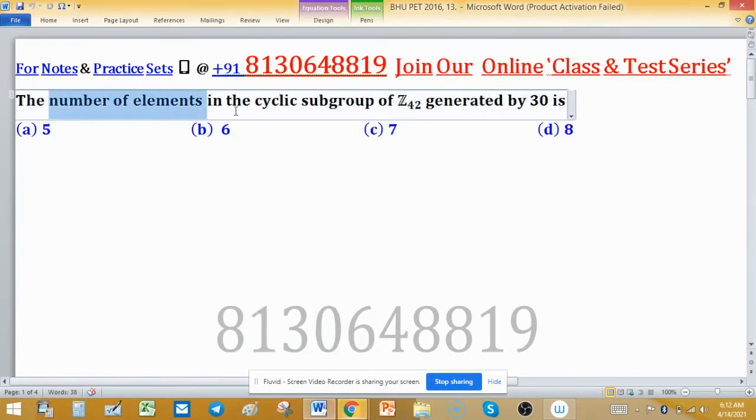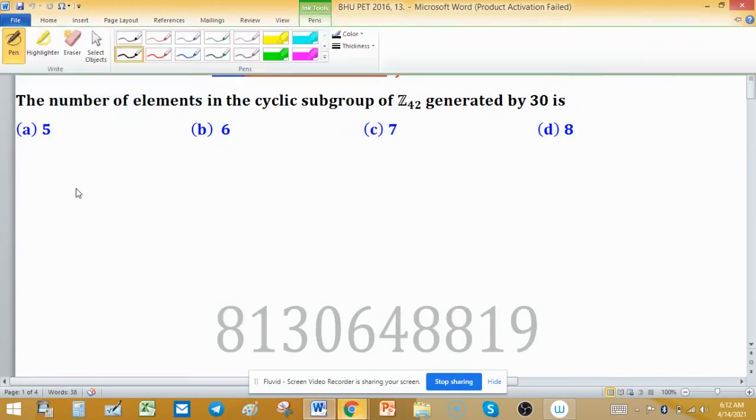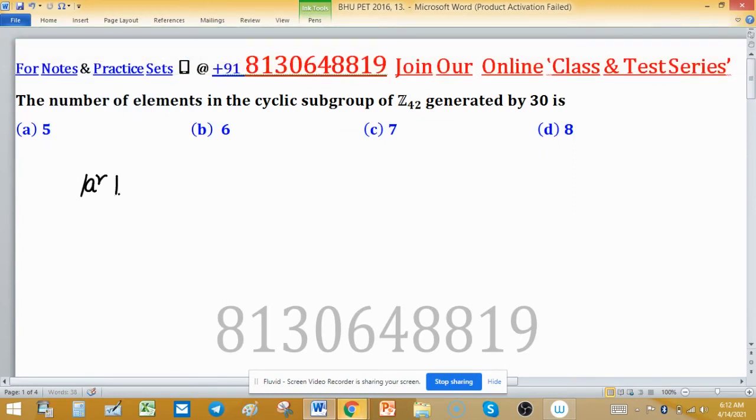The number of elements in the cyclic group Z42 generated by 30. This question can be solved easily with this formula: the order of a raised to the power r is equal to n upon GCD of n with r. Generated by 30, we know a theorem: a subgroup of a cyclic group is cyclic. Also, the subgroup generated by 30 is cyclic.